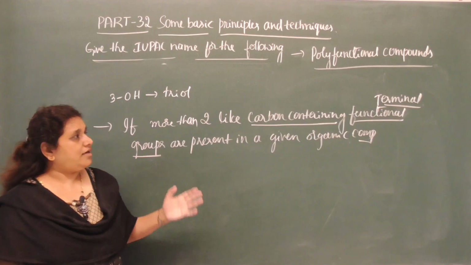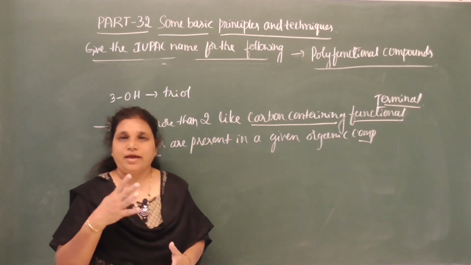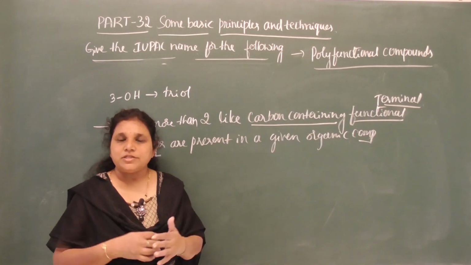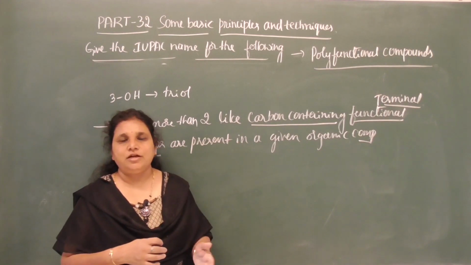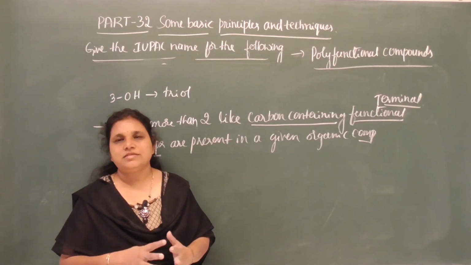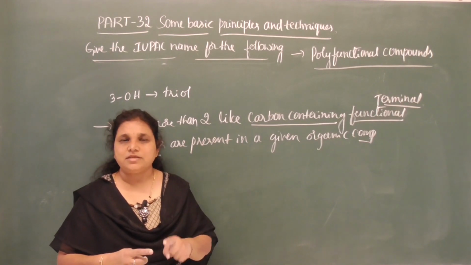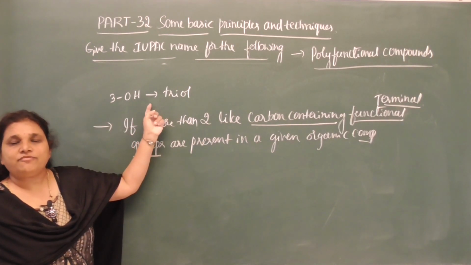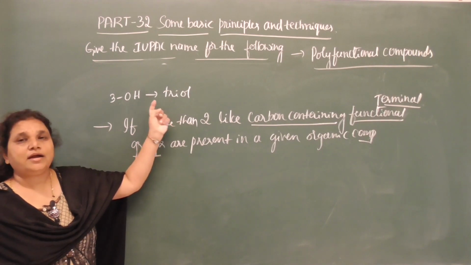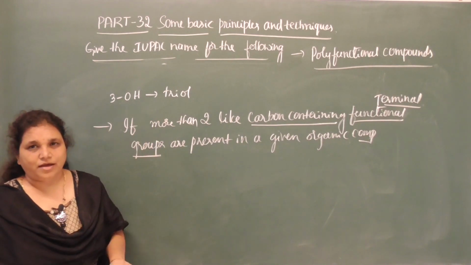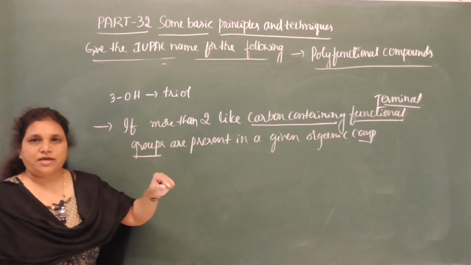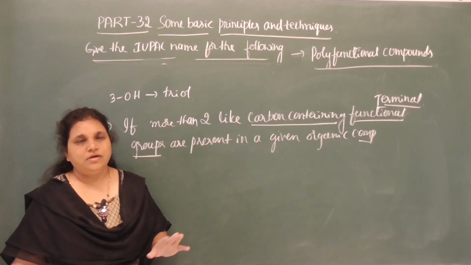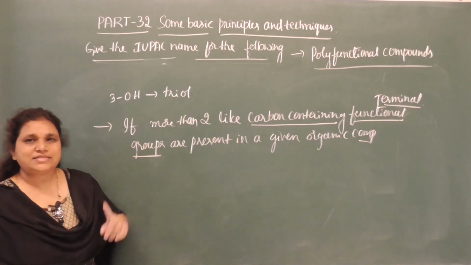But if there are identical functional groups, for example like functional groups, more than 2 like functional groups, there are 2 categories: the functional group not containing carbon and the functional group containing carbon. OH is not containing carbon, but aldehyde contains carbon. So when 2 or more like functional groups not containing carbon atom are present in a given organic compound, then you can use the prefix tri or tetra or penta for 3, 4 or 5 functional groups before the secondary suffix.